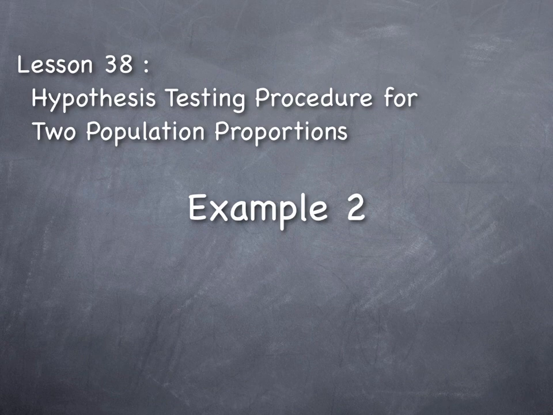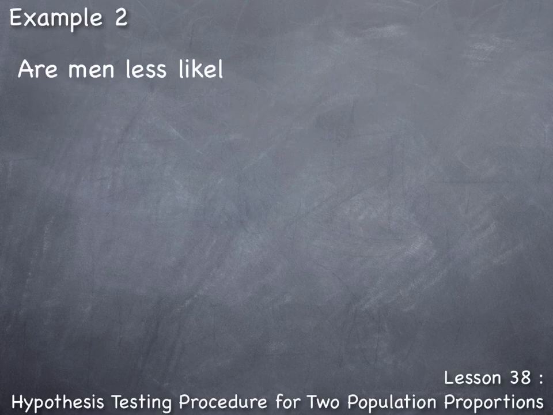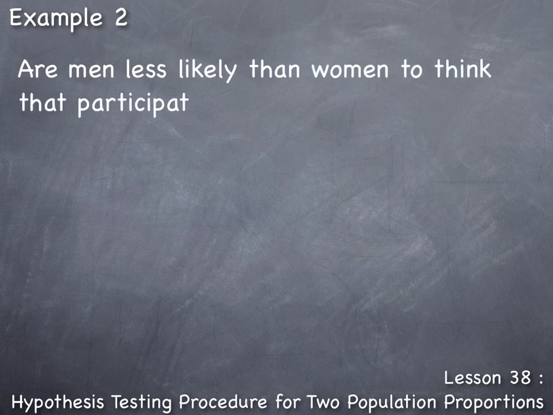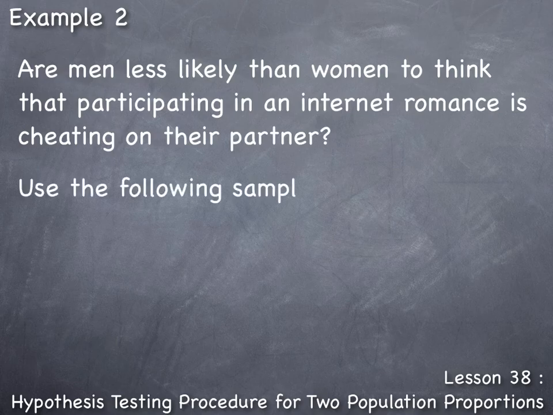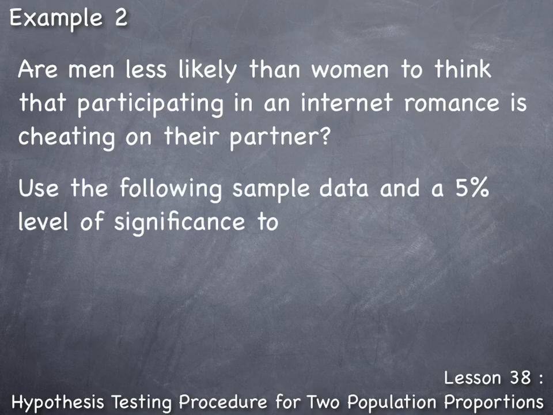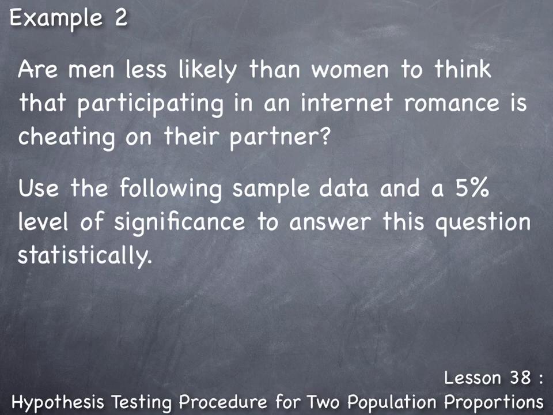Lesson 38, Hypothesis Testing Procedure for Two Population Proportions. Example 2. Are men less likely than women to think that participating in an internet romance is cheating on their partner? Use the following sample data and a 5% level of significance to answer this question statistically.